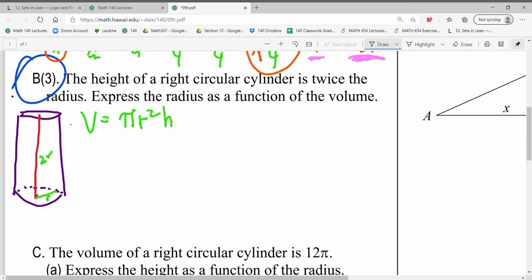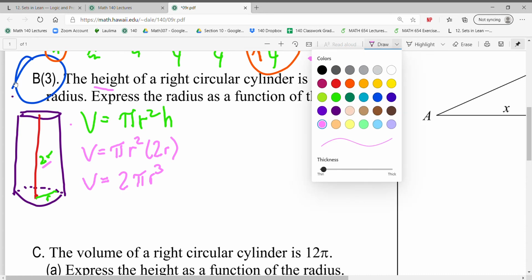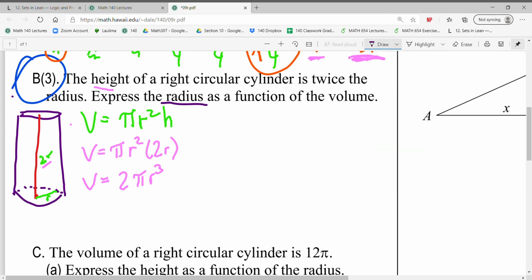Let's just rewrite h, since we already know h is 2r. I could write V is equal to pi r squared times 2r, because it tells me right from the beginning what the height is, which I could write as 2 pi r cubed. I'm just moving stuff around and simplifying a little bit. So now we know the volume is equal to 2 pi r cubed, but is that what I'm looking for? No. I'm looking for the radius as a function of the volume.